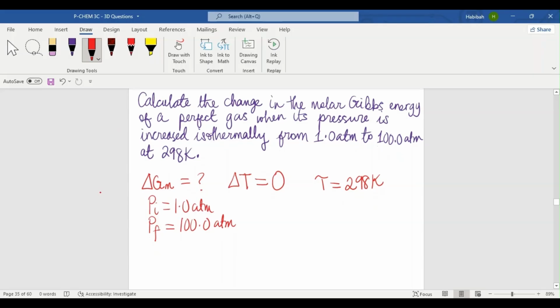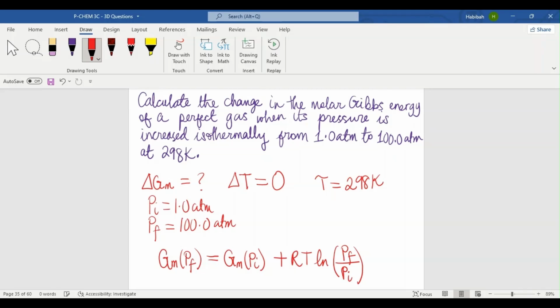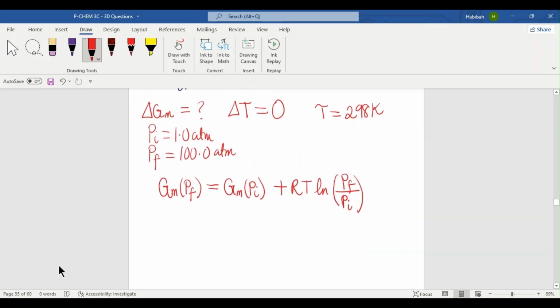And the formula for this type of question is: the molar Gibbs energy for the final pressure equals the molar Gibbs energy for the initial pressure, plus RT, so gas constant times temperature, ln P final, the final pressure, divided by P initial, the initial pressure. So that's basically what it is.